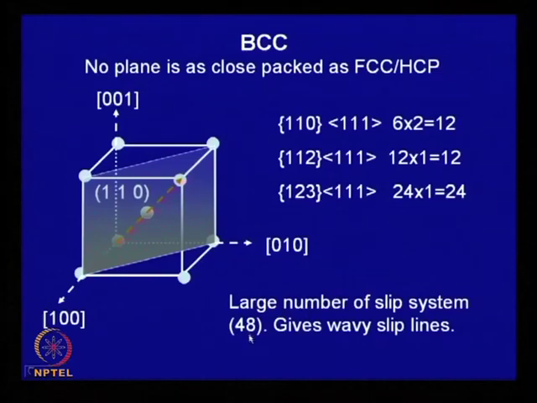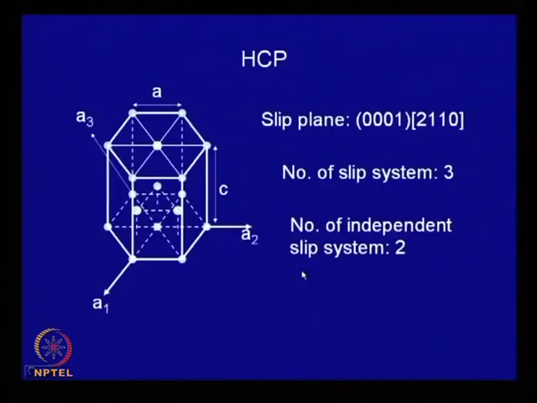So, that is why if you polish a sample, develop the microstructure, then give it a deformation and look at the slip lines, you will find the slip lines here are wavy. Unlike FCC, where the slip lines are straight, here the slip lines are wavy. This is primarily because of a large number of slip systems being available.